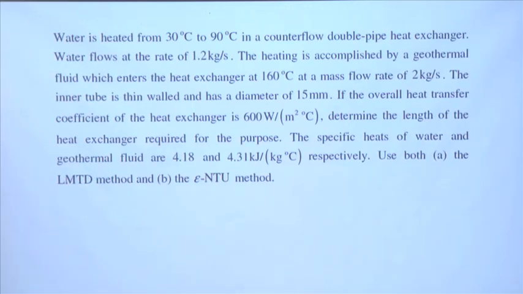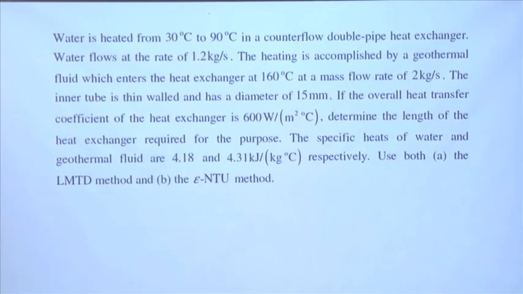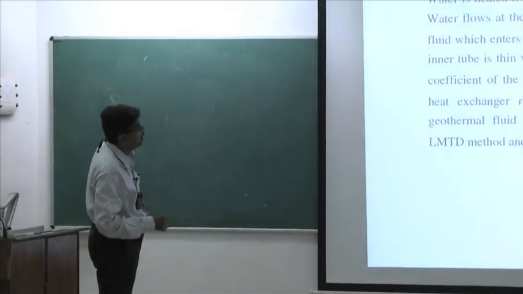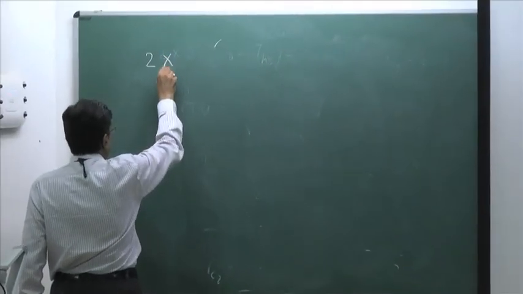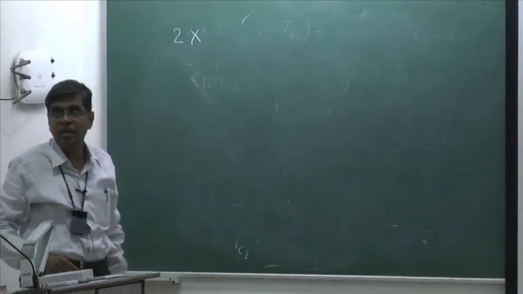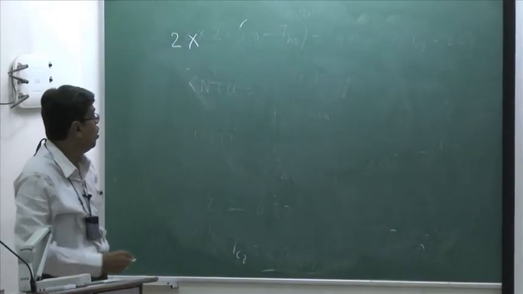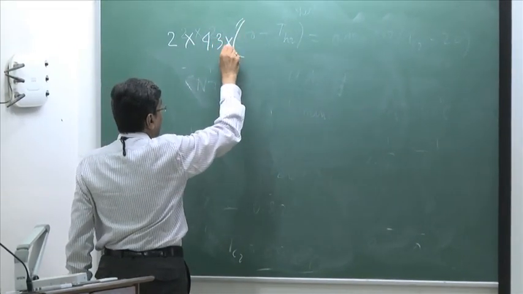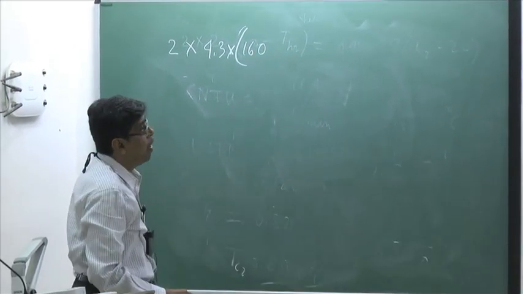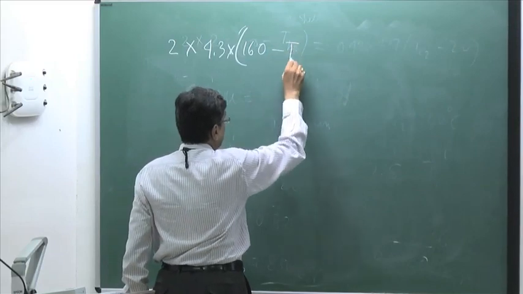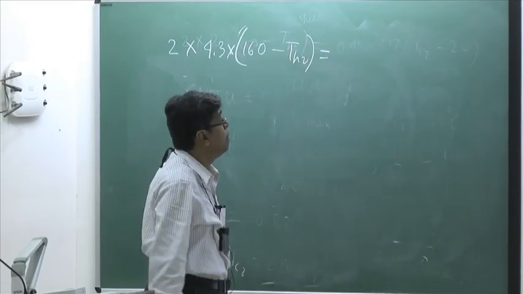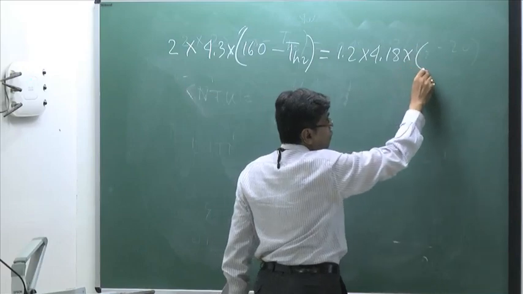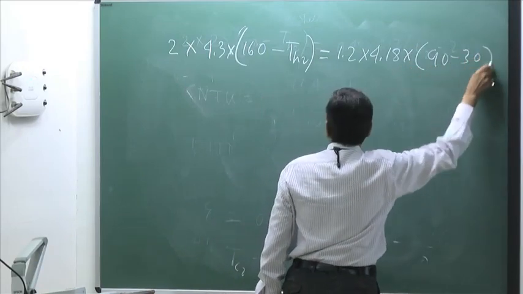Let me write very simple. Tell me what you dictate, I will write. Water is 1.2. Or the hot fluid first. Hot fluid, what is the flow rate? 2 into 4.3, correct? Into 160 minus TH2 is equal to what? 1.2 into 4.18 into 90 minus 30. What is the value of TH2?